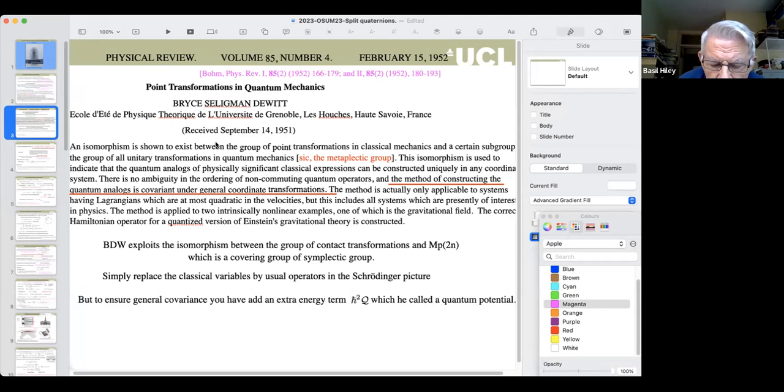Now, what Brice did was essentially to exploit the isomorphism between the group of contact transformations and the covering group of the symplectic group. This is the unitary transformations in quantum mechanics, namely the metaplectic group. And what one then does is replace the classical variables with the usual Schrödinger picture, but to ensure general covariance. Notice we're using the principle of general covariance. You have to add this extra term, which DeWitt called the quantum potential. Okay, how did he do it?